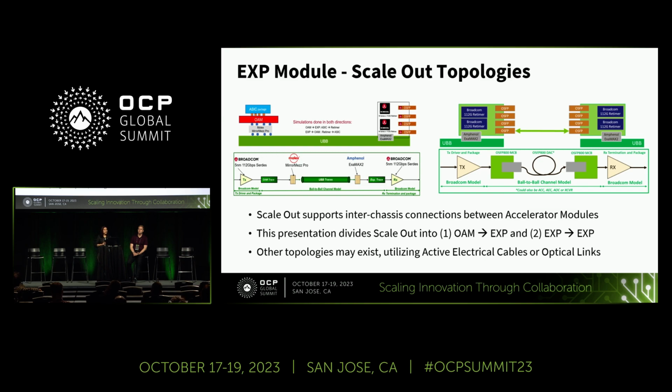To do this study and also the real-world validation, the channel itself for the scale out was divided into 2 portions: from the OAM module to the expansion module, and then the expansion module to the expansion module. So that's how it has been divided in our study. Also, I just want to point out that there can be other topologies. Expansion module to expansion module, we've used DAC cables, but there can be active electrical cables and optical links, and there are several solutions available from our partners, Amphenol, Molex, with retimers from Broadcom and several other vendors.